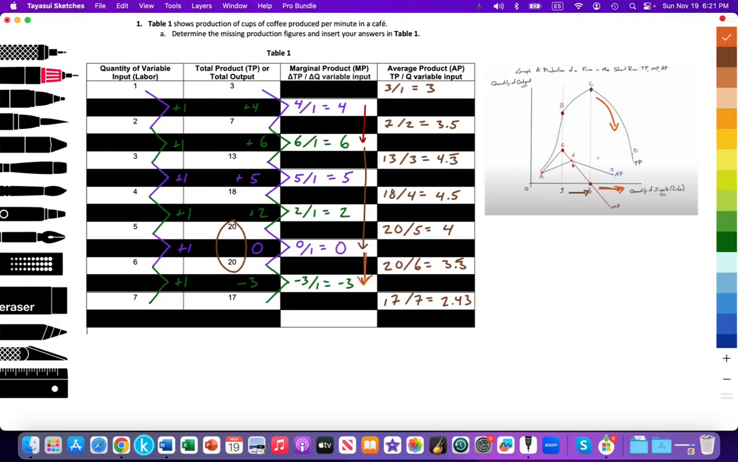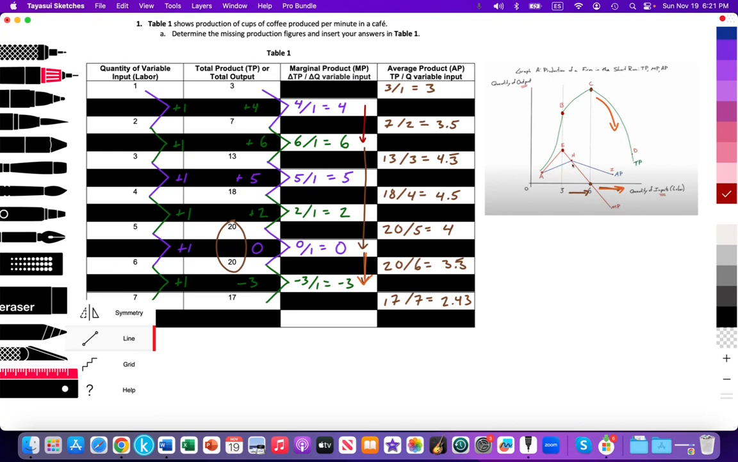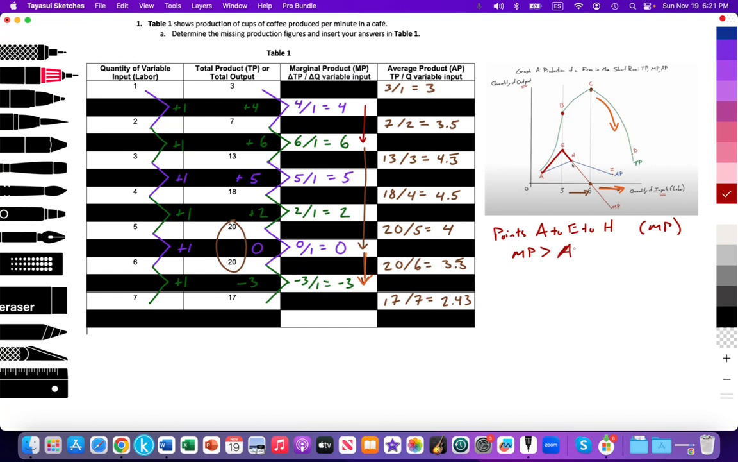Let's look at the average product. We want to remember the relationship between the average product and the marginal product is the same relationship between the marginal grade and the average grade. So we can see that from point A to E to H along the MP curve, the marginal product curve is greater than the average product curve. So that's going to cause the average product curve to rise. It's going to go up.